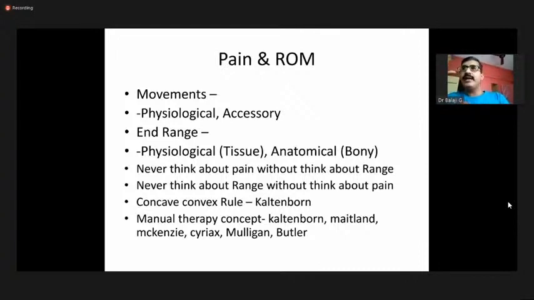So the concave part of the bone is moving. So the gliding is also in the same direction as the movement. Which direction is the movement taking place? Posteriorly. Okay, the segment is moved posteriorly. So the gliding will also be posterior gliding. So this is the concave. When there is a concave surface moving, the gliding will be in the same direction. When there is a convex surface moving, the gliding will be in the opposite direction of the movement. So this is the concave convex rule.